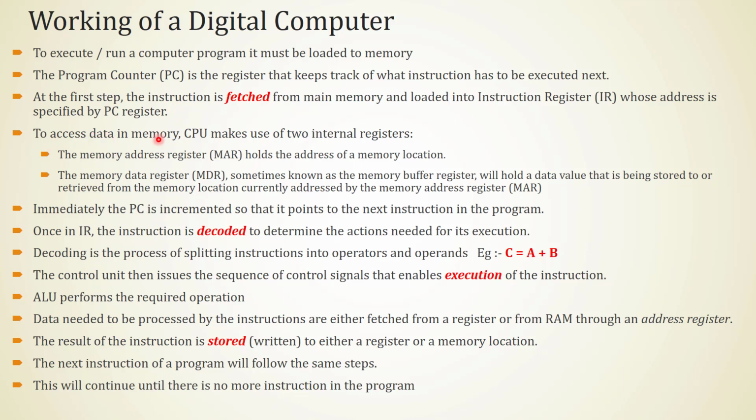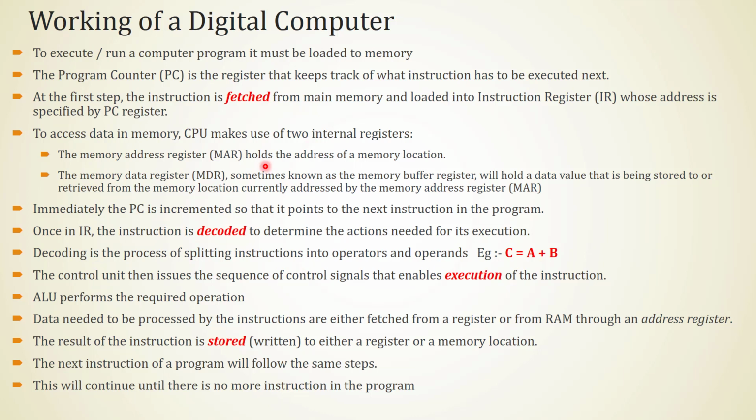To access data in memory, the CPU makes use of two internal registers. Similar to the PC and instruction register, we have to study two more registers, MAR and MDR. The memory address register holds the address of a memory location. So MAR can hold only the address of a memory location. Similarly, the program counter is also a register which can store the address of a memory location. The memory data register, sometimes known as the memory buffer register, will hold a data value that is being stored to or retrieved from the memory location currently addressed by the memory address register.